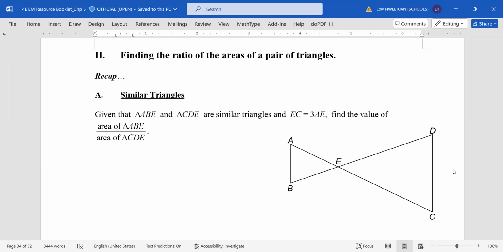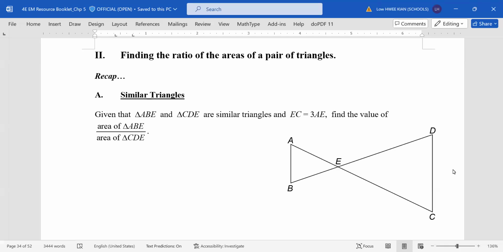Right, now we are going to move into the next section, to know how to find the ratio of two areas, before we jump into solving problems involving vectors. In this particular section, the question usually will prompt you to find the ratio of two areas. There are a couple of ways of doing it.